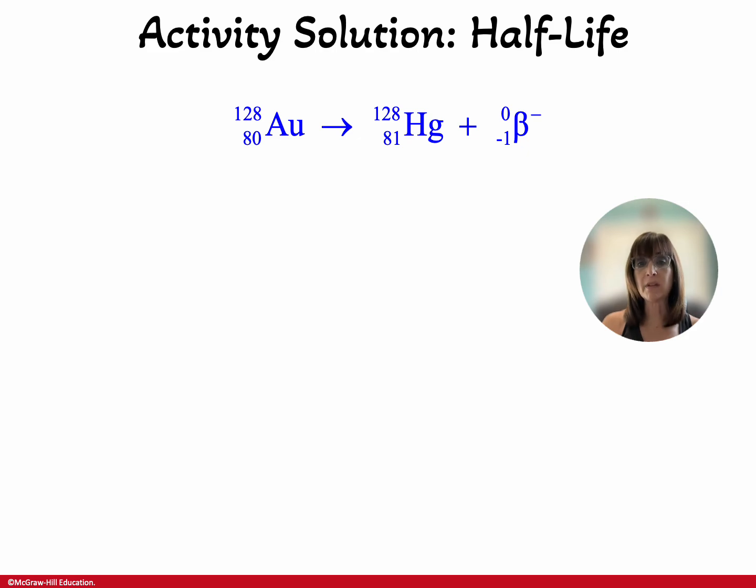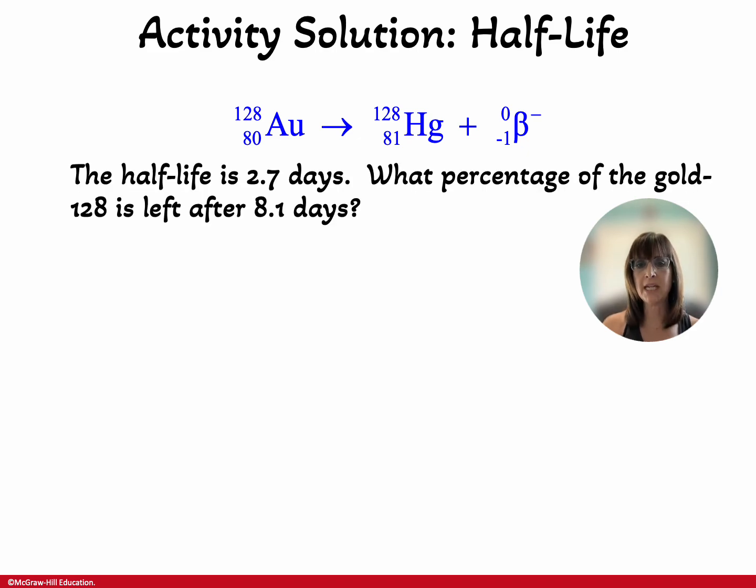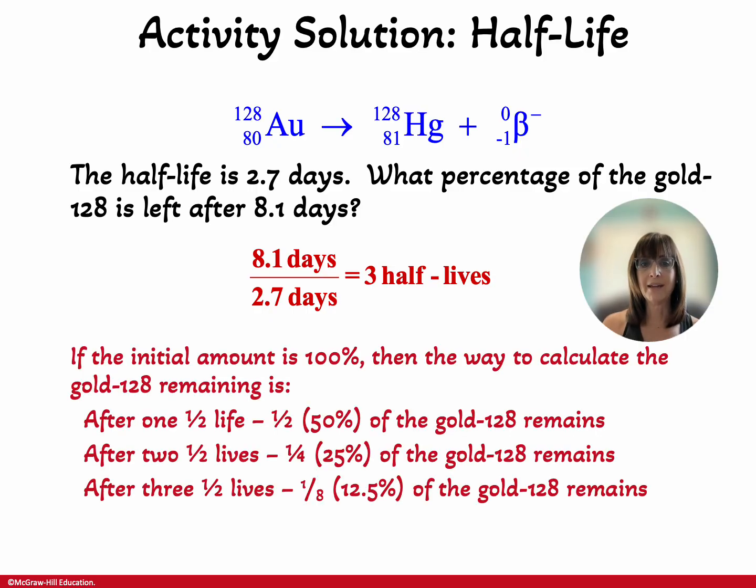If listening to me was a little bit difficult to follow, go ahead and take a look at how they showed it. There's 3 half-lives. So again, the initial amount is 100%. After one half-life, you go down to 50%. After another half-life, 25%. Another half-life, 12.5%.